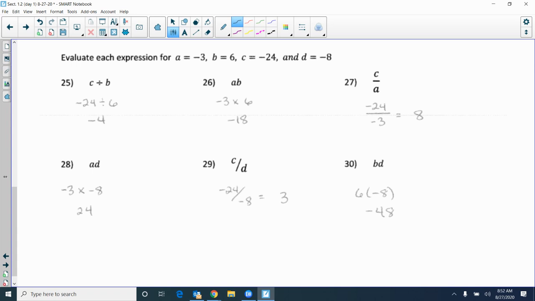Okay. All right. Any issue that you can think of that you need to go over? Positive times a positive is positive. Negative times a negative is positive. If you got one of each, they are both negative. Okay. Now, adding and subtracting.